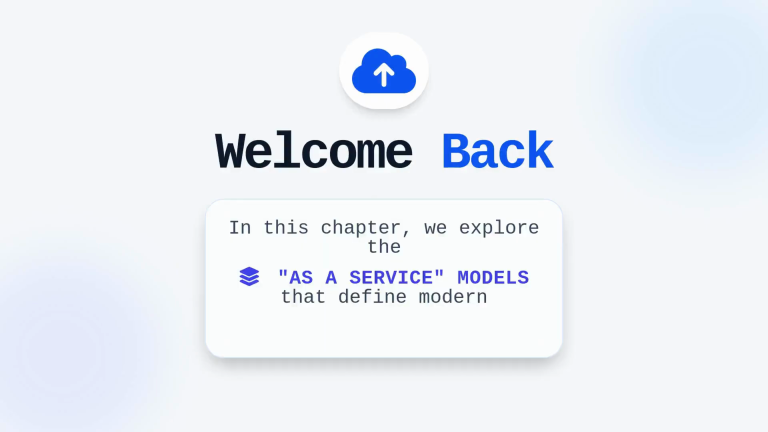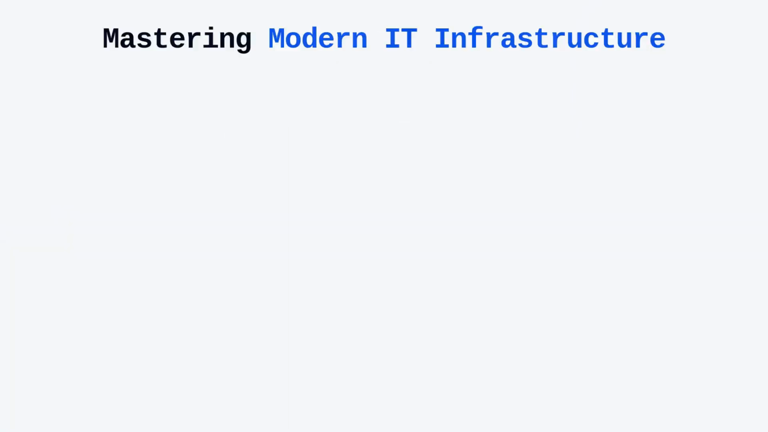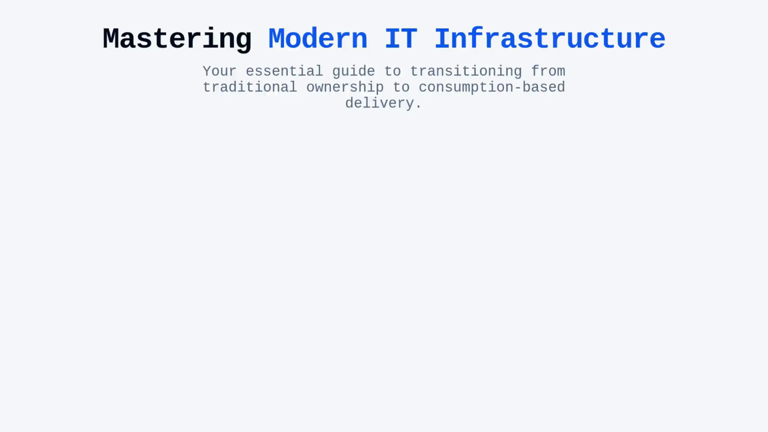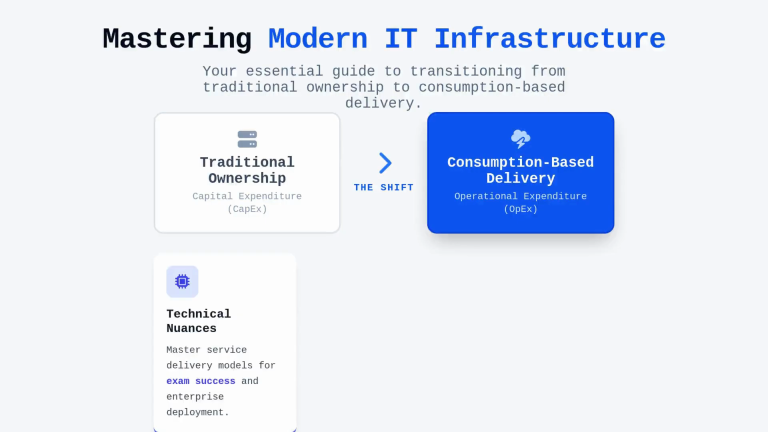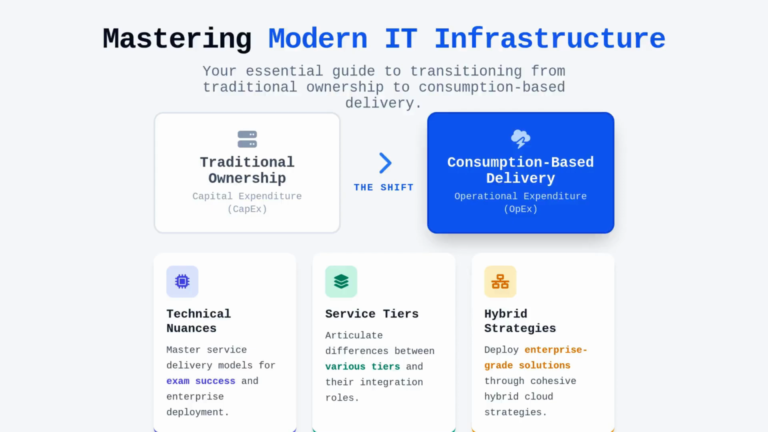Welcome back. In this chapter, we explore the foundational as-a-service models that define modern hybrid cloud delivery. If you are looking to master the complexities of modern IT infrastructure, this module is your essential guide to understanding how to move from traditional ownership to flexible, consumption-based delivery. We will break down the technical nuances of service delivery models, ensuring you have the knowledge required to successfully pass the exam and deploy enterprise-grade solutions. You will learn to articulate the differences between various service tiers and how they integrate into broader hybrid cloud strategies. Investing your time here is the most direct path to gaining the expertise needed to navigate the current technological landscape.